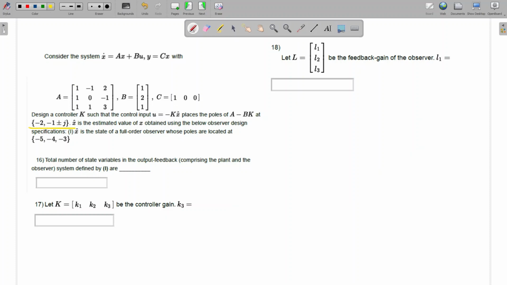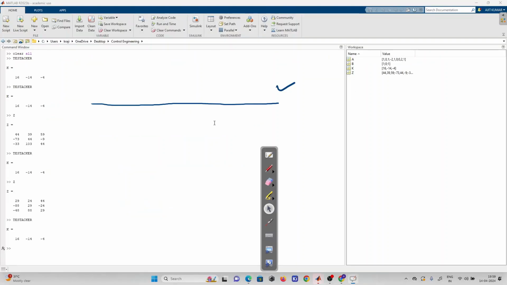Okay, our poles are complex. A matrix is given here, B and C are given here. So we have to design a controller K such that U is equal to minus Kx, place poles of A minus BK at minus 2 and 1 plus j and 1 minus j. Okay. So we have to find these K values, K1, K2, K3. Same thing I have written here in coding form in MATLAB. I will show you that. So 1 second.